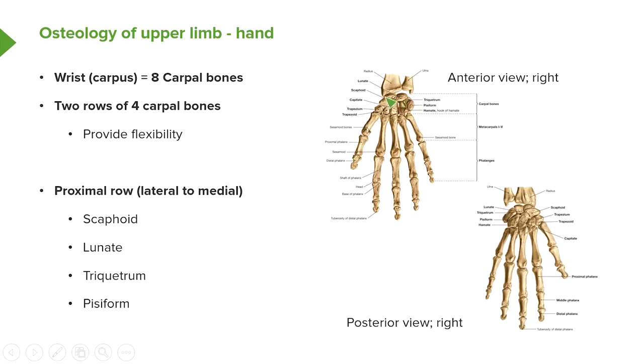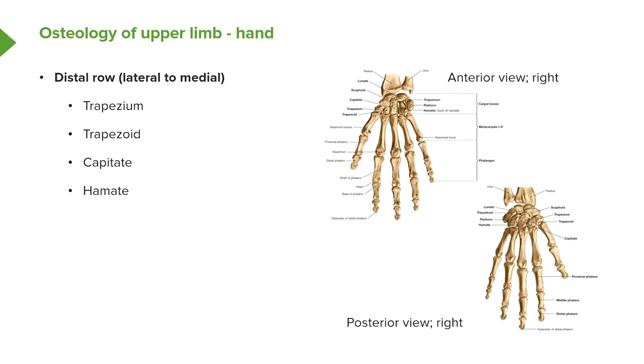These 4 bones form this proximal row. We can see this on this anterior view, and we can also see them on this posterior view. Again, remember the thumb here is lateral. So from lateral to medial, we have scaphoid, lunate, triquetrum, and pisiform. These 4 bones make up the proximal row.